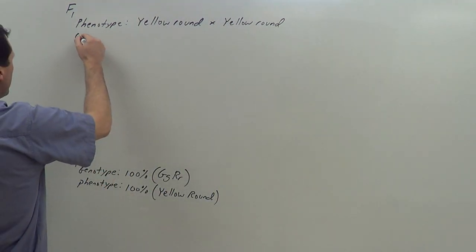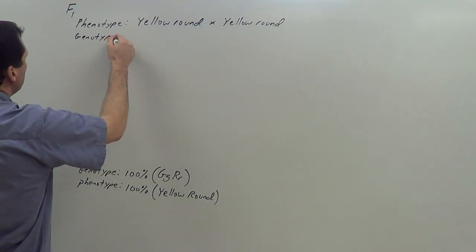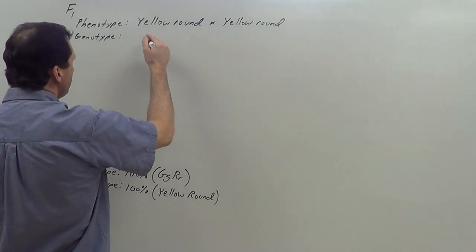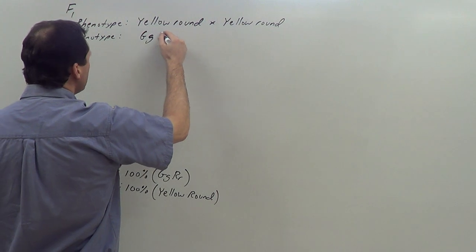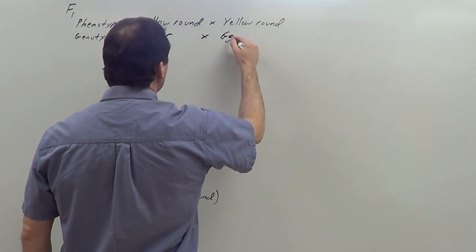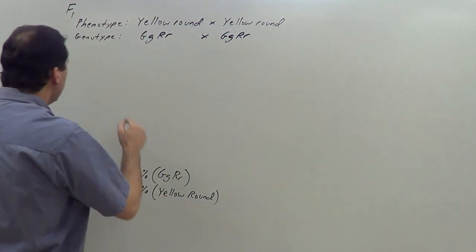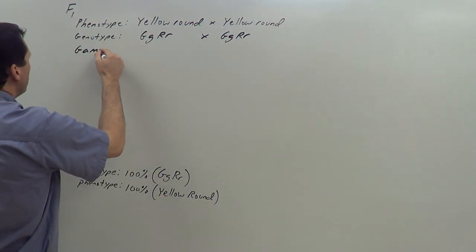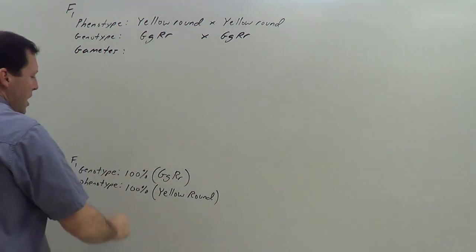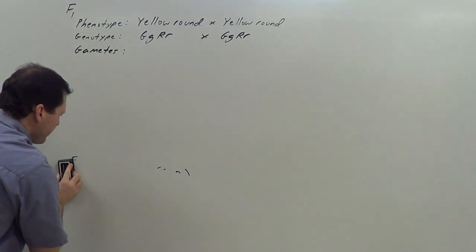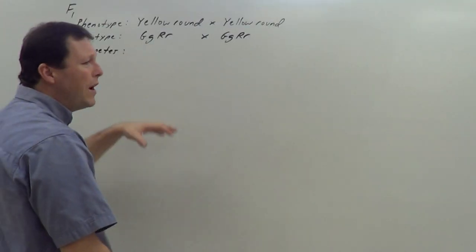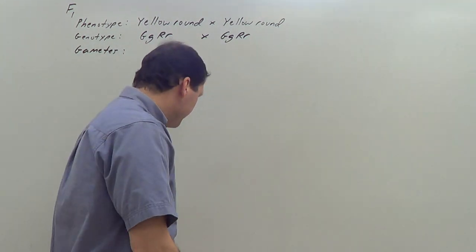Now I'm going to write genotype. And again, the genotypes were double heterozygous. So capital G, lowercase g, capital R, lowercase r. Same thing here. Capital G, lowercase g, capital R, lowercase r. And then gametes. Now I'm going to erase this because we've put that information up there. And again, we've got to figure out what gametes are going to be produced here.